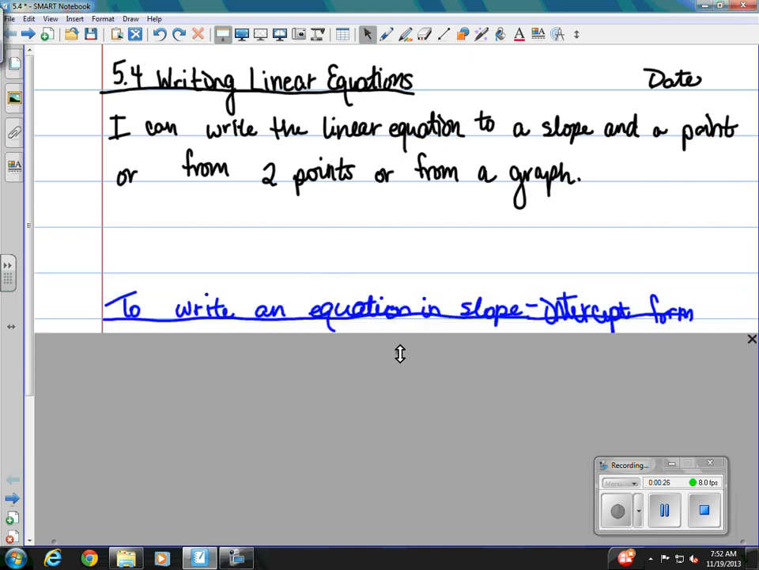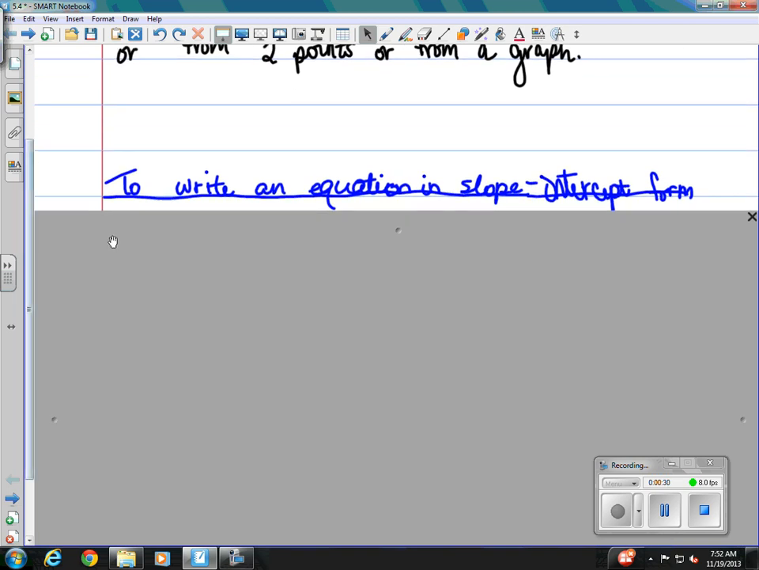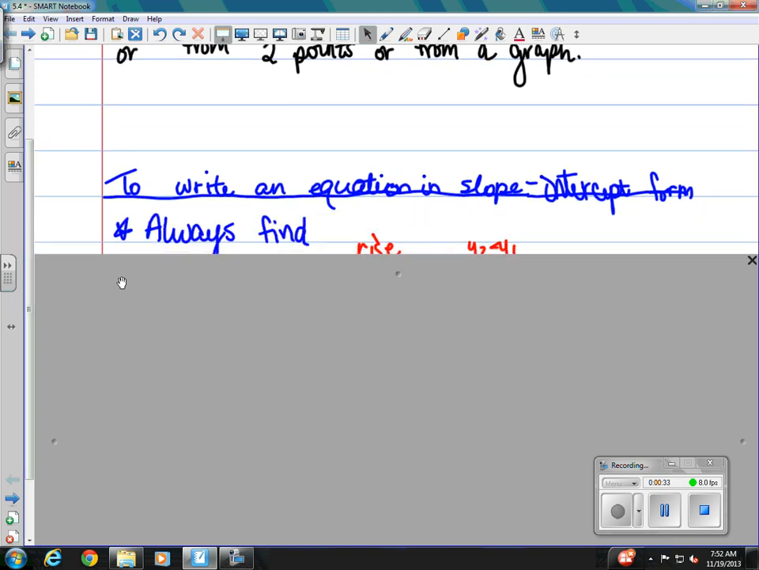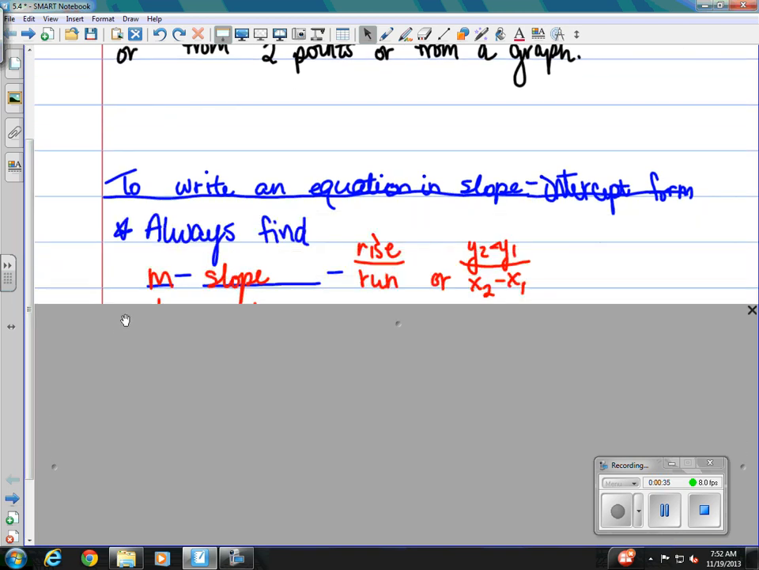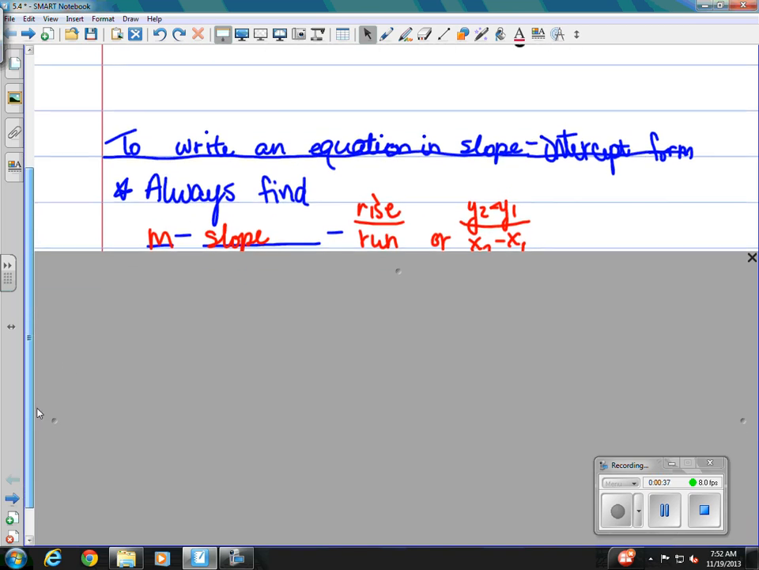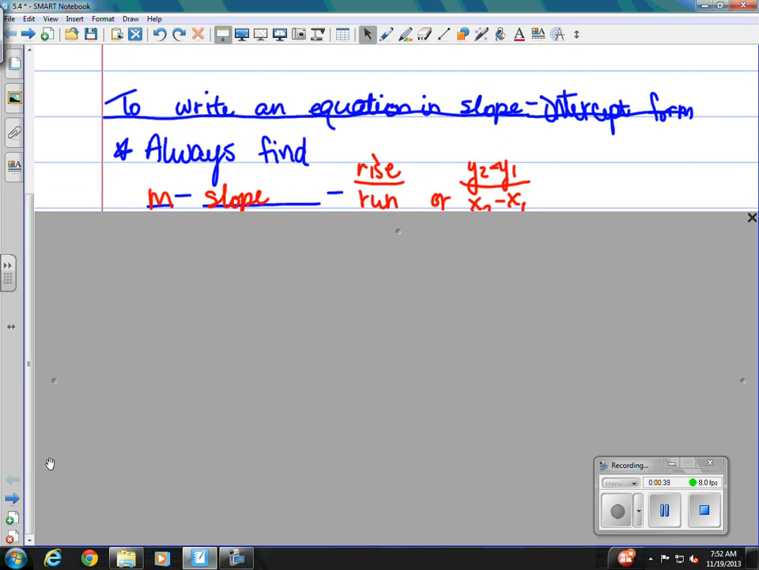Now, to write an equation in slope-intercept form, what we need to do first is always find two parts. The first part we always want to find is our slope. So always find m, and m is the variable for our slope. And we find slope two ways. We do rise over run if it's a graph, or y2 minus y1 over x2 minus x1 if we're looking at ordered pairs.